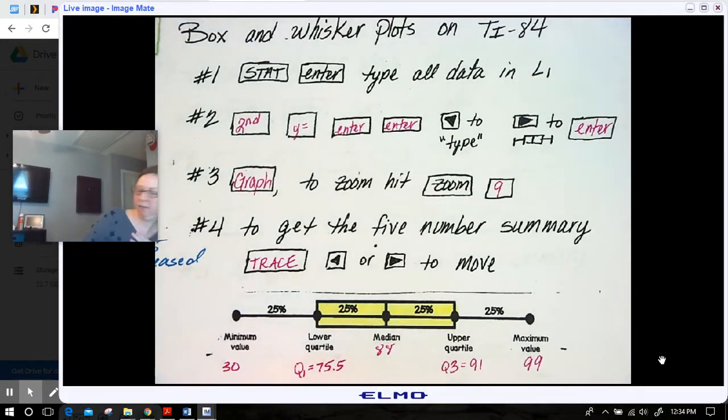I'm going to find my cell phone so I can use that as my graphing calculator so that you can see it better.